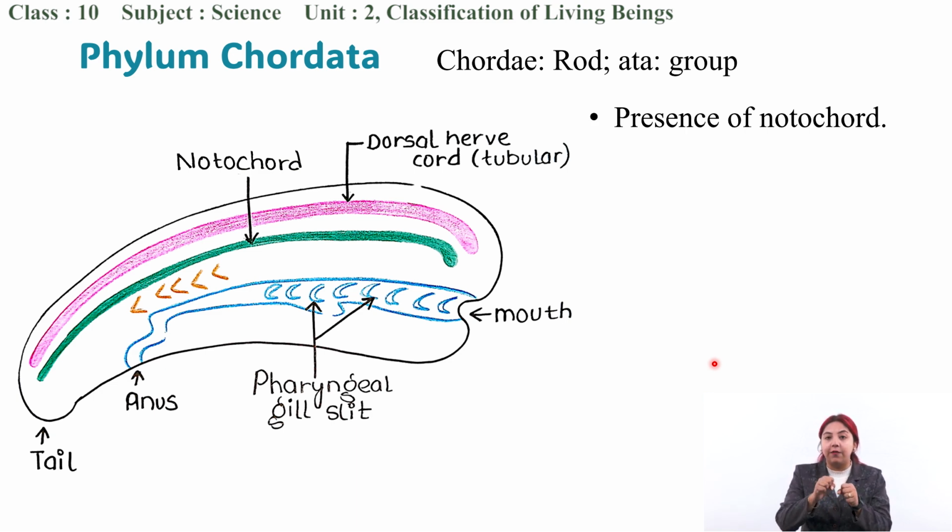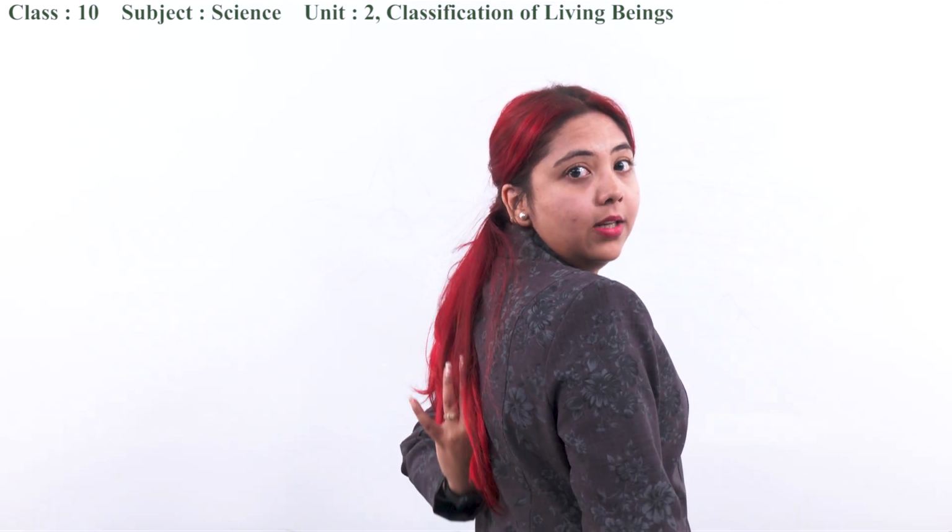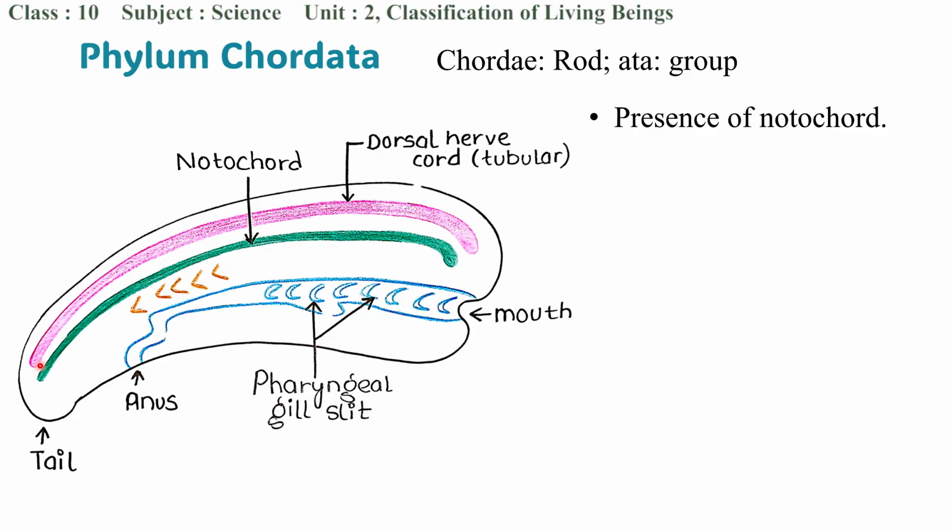So this is a stiff unjointed rod. Unjointed means it does not have joints. It is located on the dorsal region, in the mid dorsal region. Now if this is our dorsal side, then exactly this middle part is the mid dorsal line. So the notochord is present in the mid dorsal part, and it is located above the alimentary canal. This is the alimentary canal because it is the canal which has 2 openings, mouth and anus. So it is located above the alimentary canal and below the nerve cord.